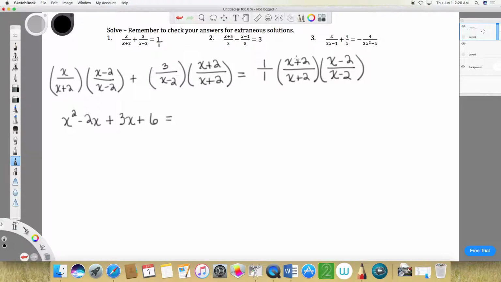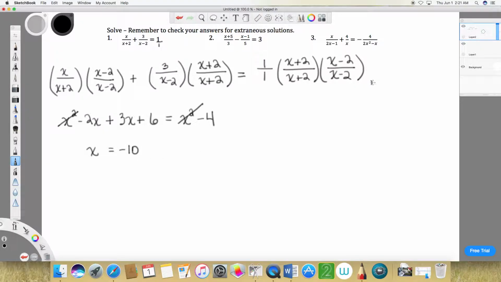And on the right-hand side, I have x plus 2 times x minus 2, which gives us x squared minus 4. All right, so I see that if you subtract x squared from each side, these x squareds cancel. On the left-hand side, I have 3x's, take away 2x. That leaves me with just x. And if I subtract 6 from both sides, then I have a negative 10.